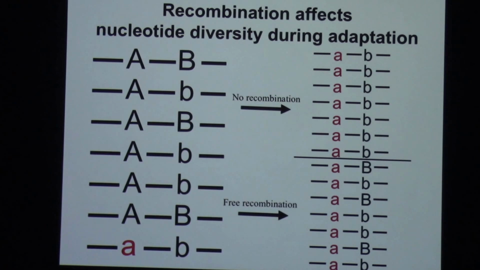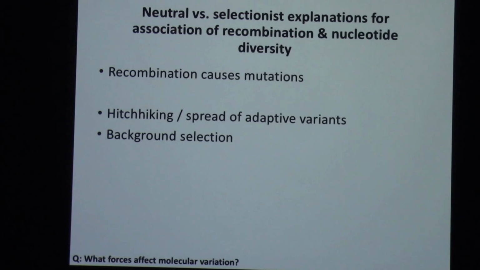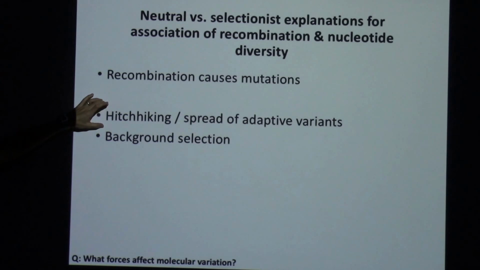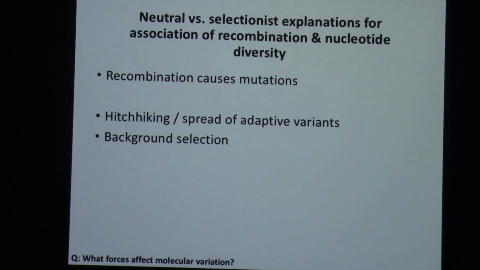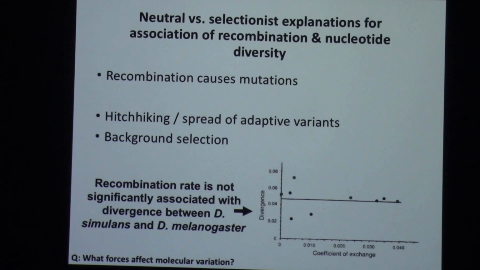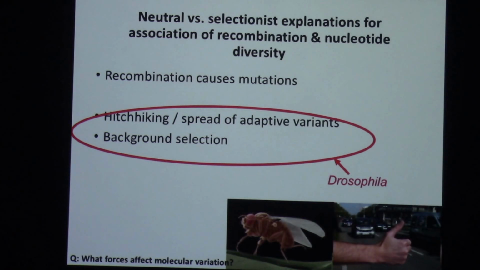So there's a couple of different explanations for this pattern. One is that recombination potentially causes mutations. In the process of double-strand break repair, maybe something bad is happening there. Or it could be this hitchhiking spread of adaptations I just mentioned. Background selection is essentially the same process in reverse. You have this rain of detrimental mutations. In regions of low recombination, as you eliminate those bad mutations, you eliminate a lot of other variation as well. The pattern I showed you, that recombination is not associated with divergence between species, was used by a lot of the Drosophila people to argue that, no, it must be mostly hitchhiking. So thumbs up for hitchhiking. The Drosophila people very much adopted this idea.